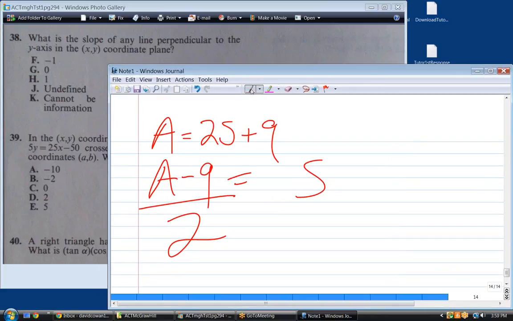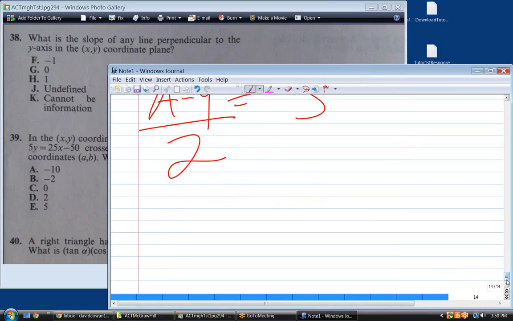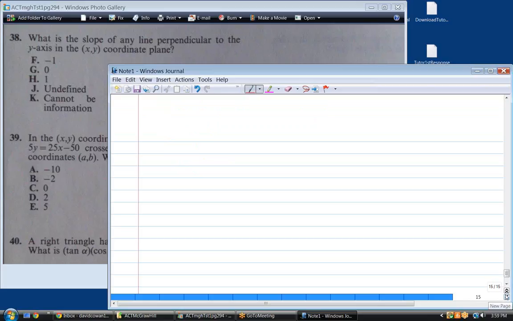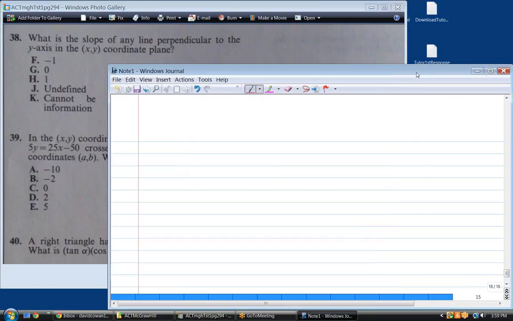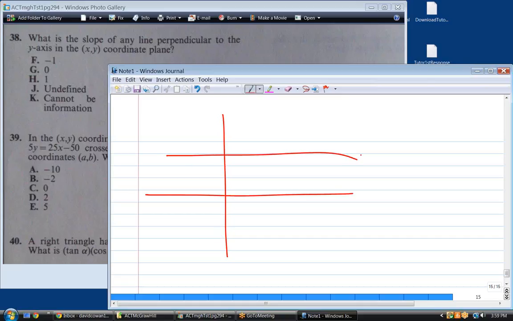Wow. We have a question that has not only a "cannot be determined," but an "undefined" in the same question. Incidentally, K will never be right. Whenever you see a problem that has K, "cannot be determined from the given information," cross it out. I have never yet in 5 years seen that to be the correct answer. Okay. So what is the slope of a line perpendicular to the y-axis?